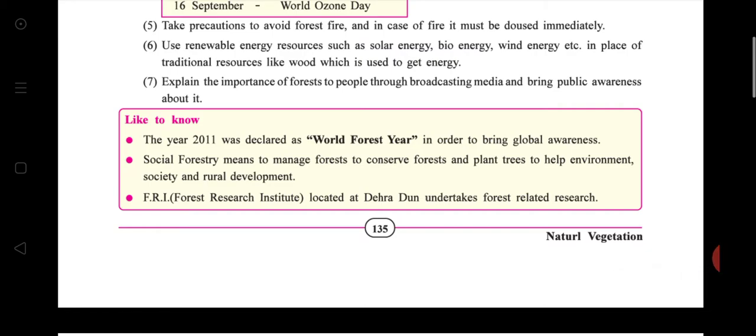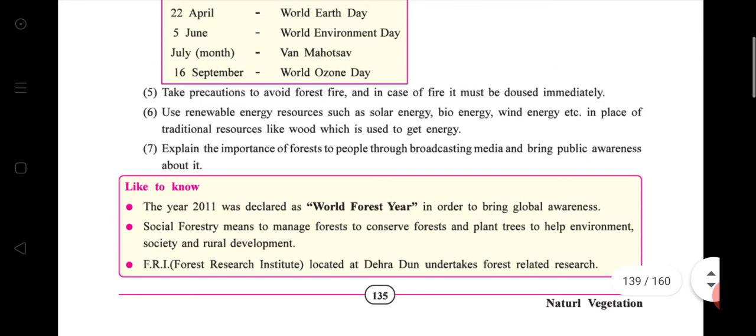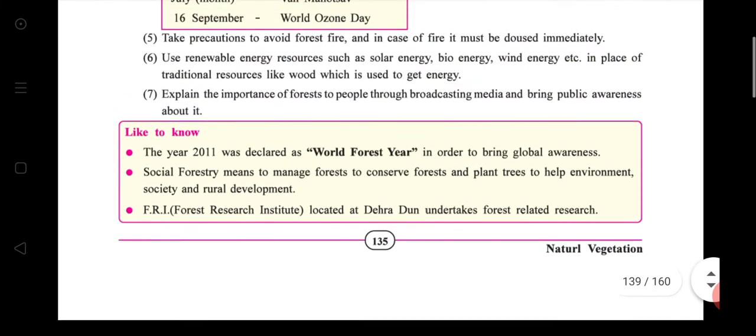Last, year 2011 was declared as the World Forest Year in order to bring global awareness. Then social forestry means to manage forest to conserve forest and plant trees to help the environment. And FRI, Forest Research Institute, located in Dehradun, undertakes forest related research. Underline this point. Okay, here we are done with today's lecture.